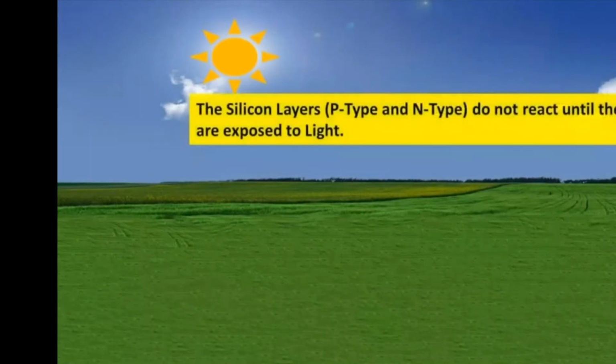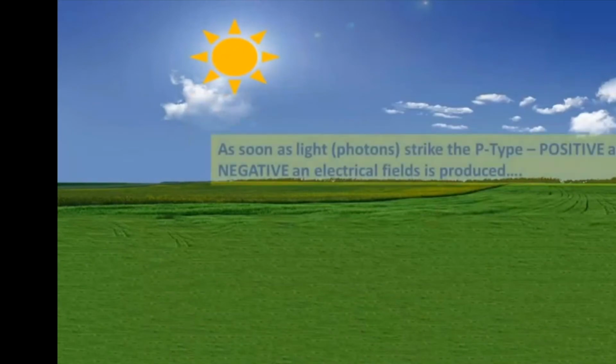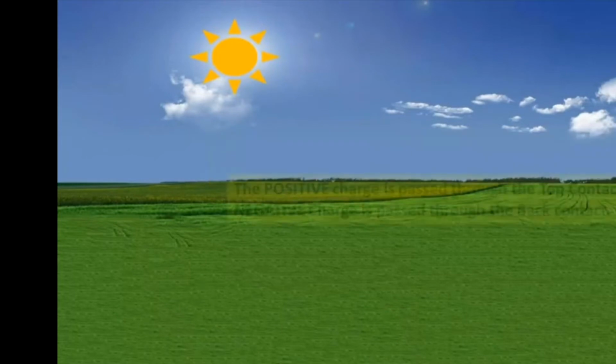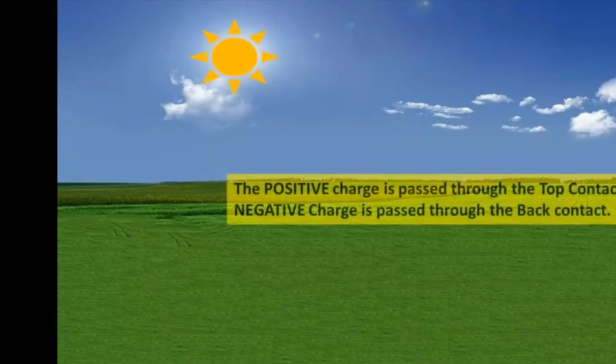Now let us see how a PN junction diode generates electricity. Everyone knows it, but just to brush it up.